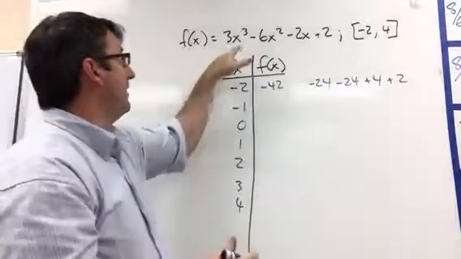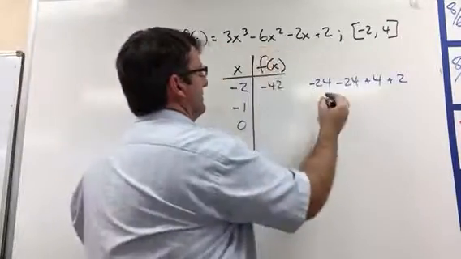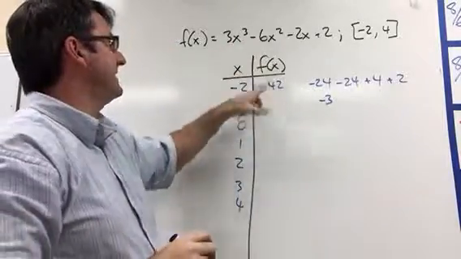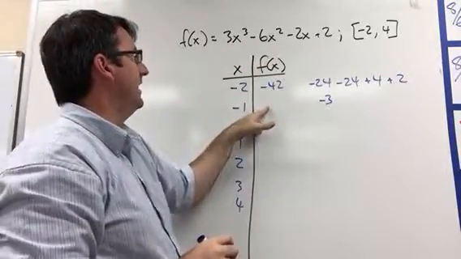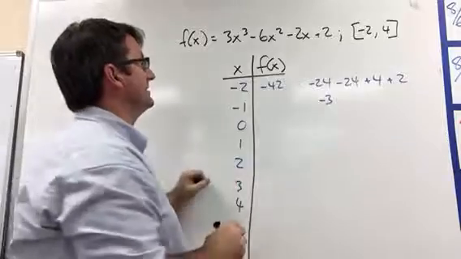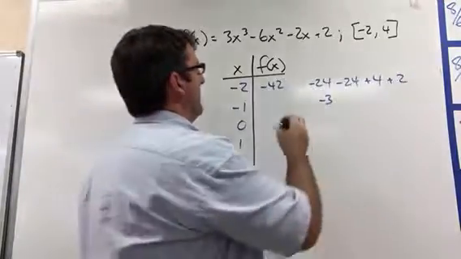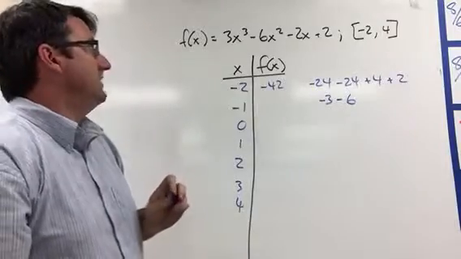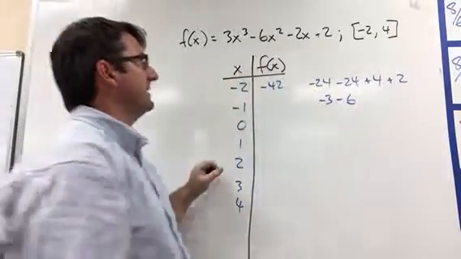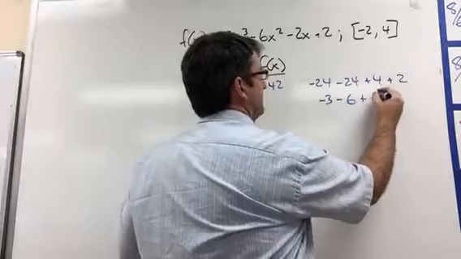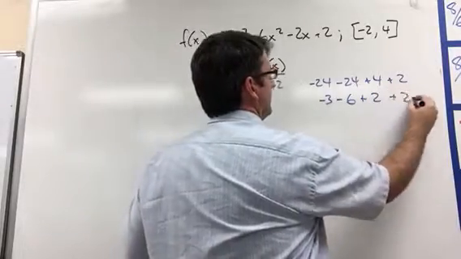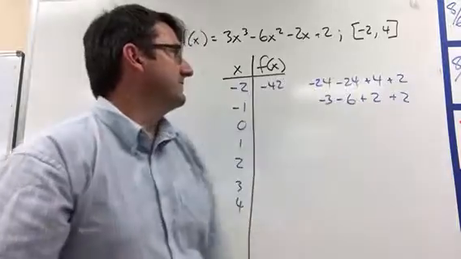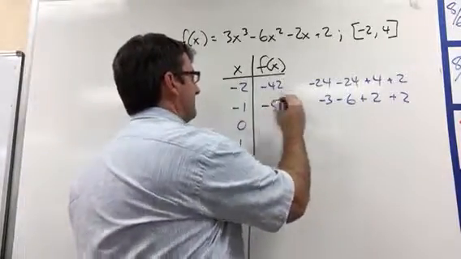All right, now -1. -1 cubed is -1 times 3 is -3. Minus 6 times 1, because -1 squared is +1, so this is -6. And then -1 times -2 is +2, and then plus 2. So that's going to be -9 plus 4 is -5.